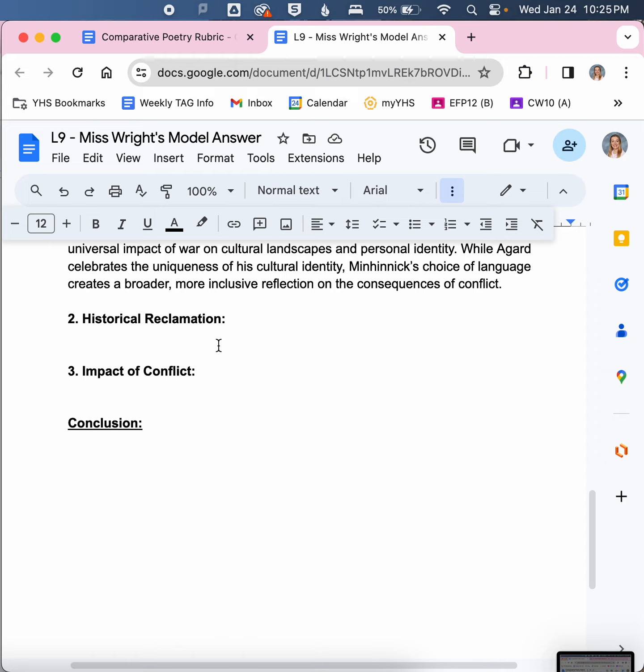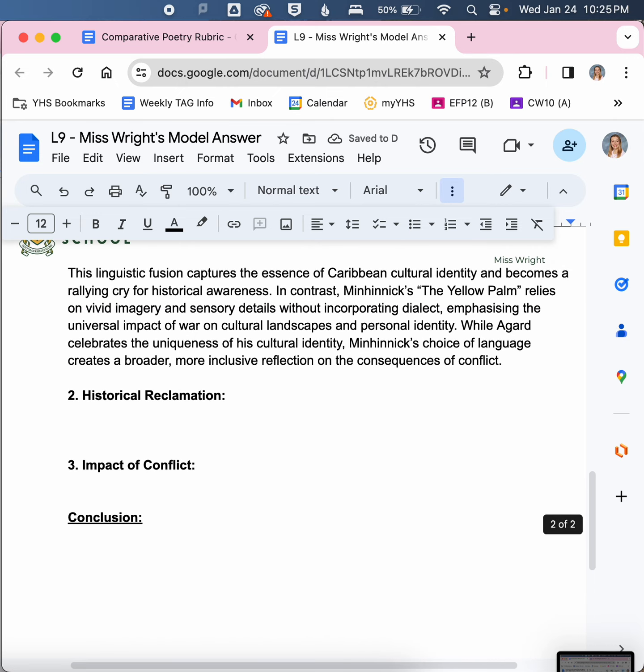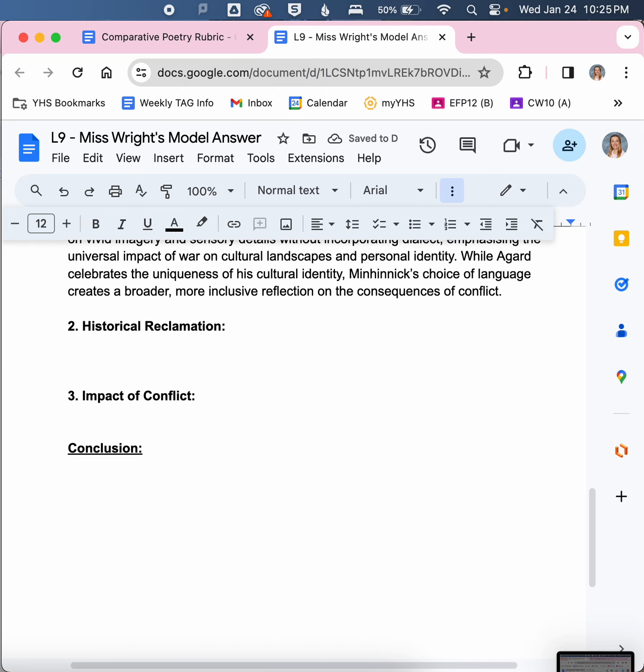Okay, so historical reclamation then. Now, this is going to be a bit harder for me to write under pressure because it's quite a complex notion, but okay, I'm going to give it a go. Just reflecting, I think I'm using quite similar sentence starters for the beginnings of my paragraphs. That could be something that I improve on later on or go back to edit.